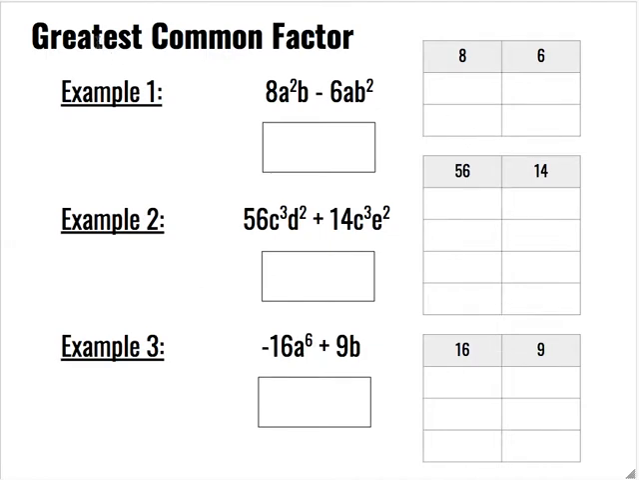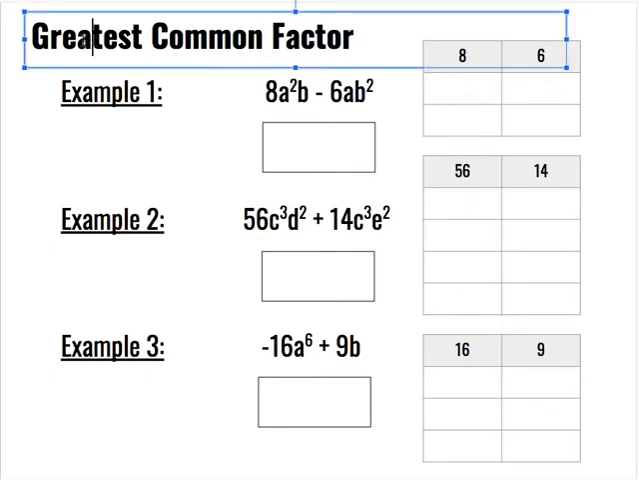So let's first talk about what the greatest common factor is. Greatest means the largest. Common is something that they both have to share. And factors are the numbers that multiply to another number. So I'll give you an example on how to use this.